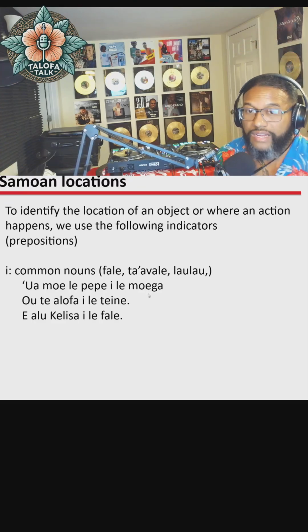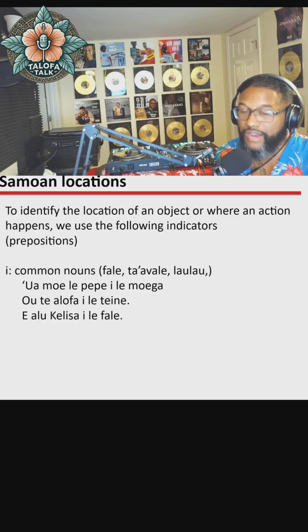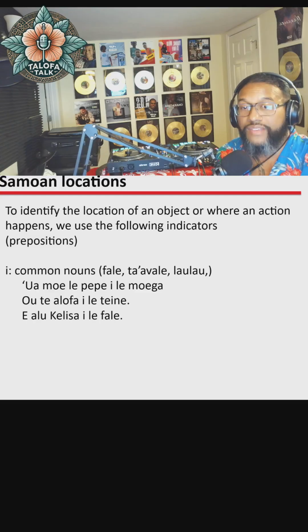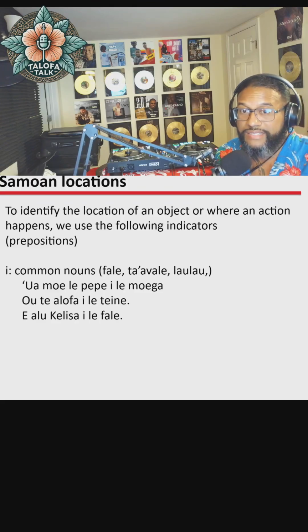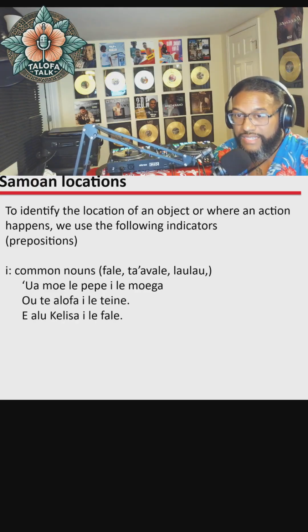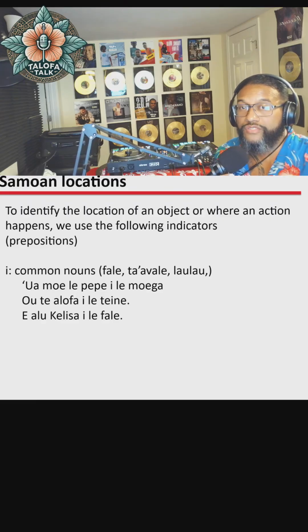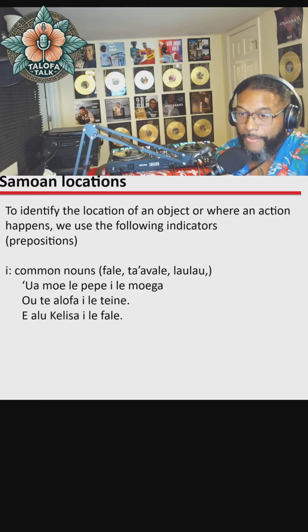If I tell you I love you, or if I say I love that girl over there. So if I say ote, I love. We just talked about ote, right? Like presently, this is how I feel every single day. This is ote, and then alofa, ote alofa. I love, and then I send my love. Where? To the girl. I le teine. Ote alofa i le teine. I'm sending my love to the girl. So you see how my action is going to be sent to the girl. I le teine.